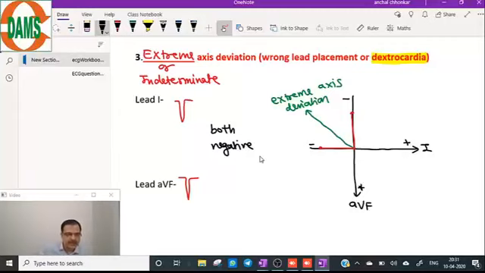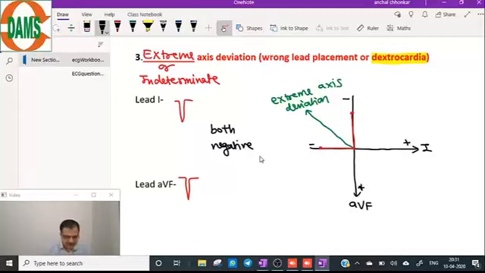Like you asked, how are the questions asked on axis deviation? So let's do these questions. By doing these questions, you will be sensitized to how to look into the ECG. Where is lead 1 placed? Where is AVF placed? If you have done the practice before, then in the exam you will not get confused about where the AVF lead is.